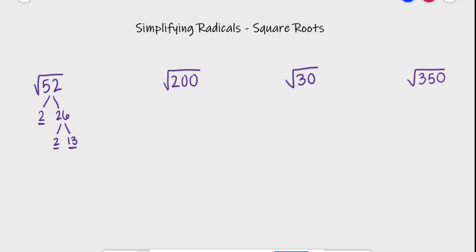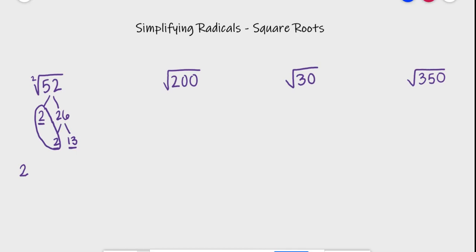So to simplify the square root now, we are looking for pairs of the same number. Because in a square root, we technically have a 2 right here on the outside of the radical to say square root. So I have a pair of 2's, and once you have one group, that group gets to come out of the radical, but only one of them.